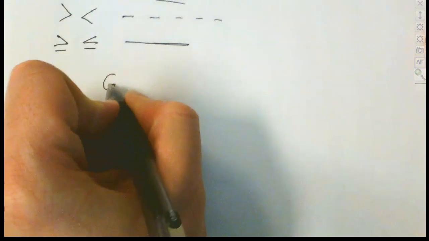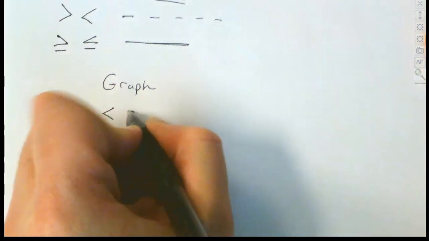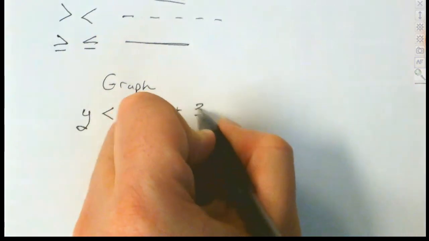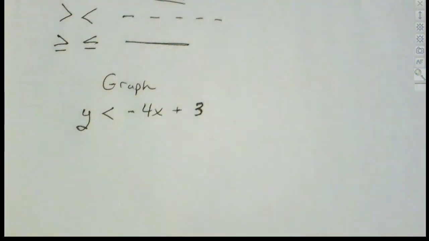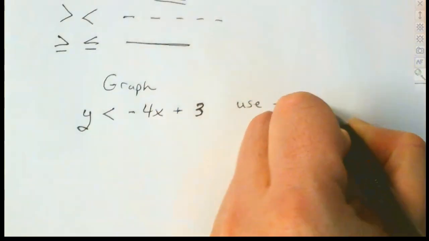So let's just look at a couple of these. And we'll start with one that's mostly done for us. And we're going to learn how to graph y is less than minus 4x plus 3. So the first thing I want you to look at is to first identify, is this a solid or a dotted line? Dotted line. Okay, so that's my first step, determine what type of line. So we're going to be using a dotted line.